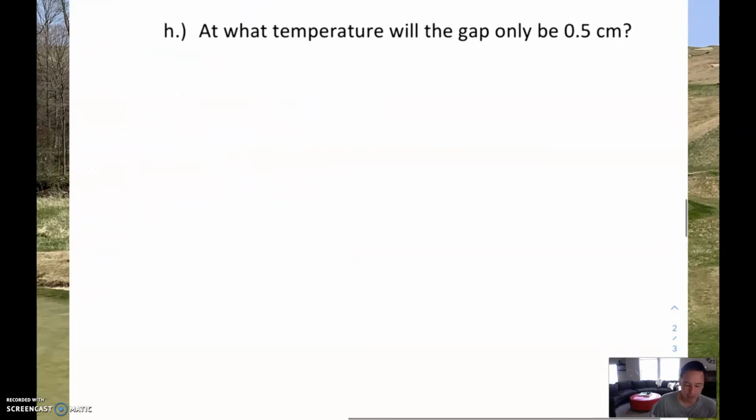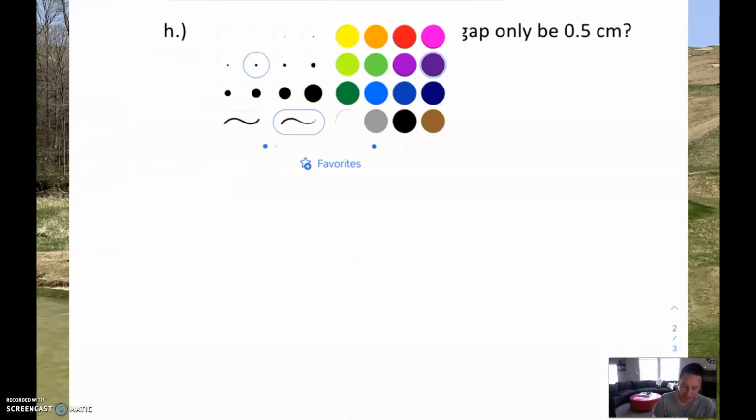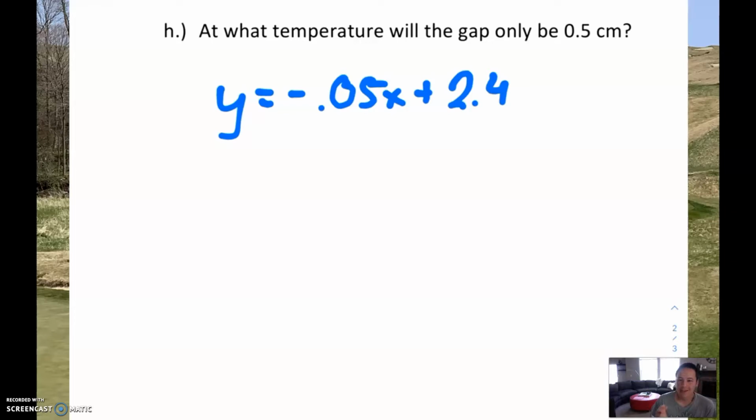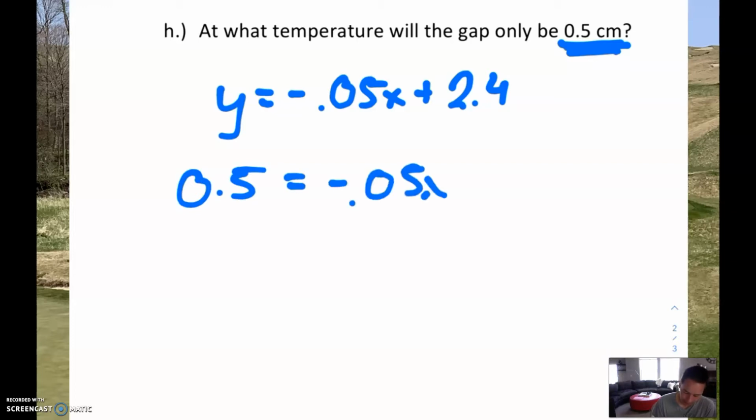And finally, at what temperature will the gap be 0.5 centimeters? Let's start with our equation. We have y equals negative 0.05x plus 2.4. And in this case, they're saying that the gap is down to 0.5 centimeters. Remember, the gap size, that's the y coordinate. So I can replace y with 0.5. And then we have to solve for x. It's asking, what's the temperature? X is the temperature. We're going to try and find it.